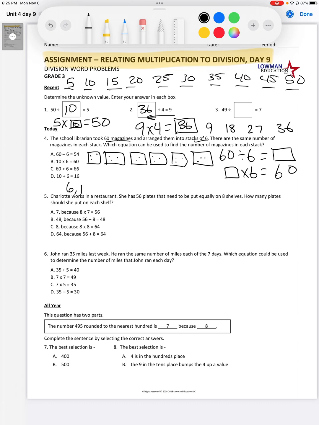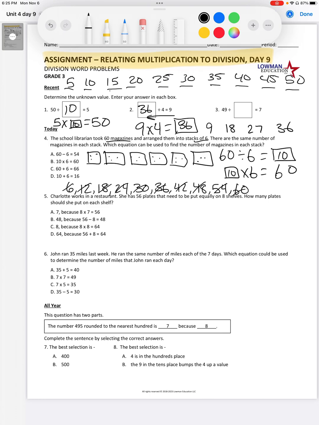6, 12, 18, 24, 30, 36. What comes next, Miss Jackson? Probably 42. 6 more would be 48. And there is, I think, 54. Let's hope. And from there is 60. Now, how many times did I have to count by 6 to get to 60? 1, 2, 3, 4, 5, 6, 7, 8, 9, 10.